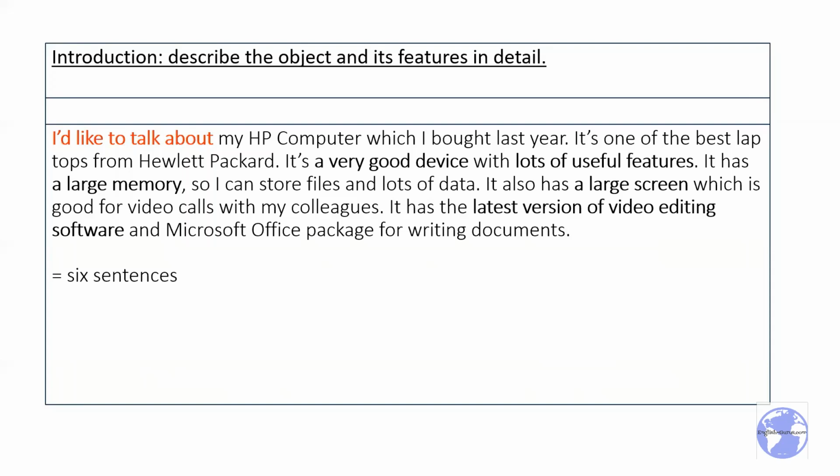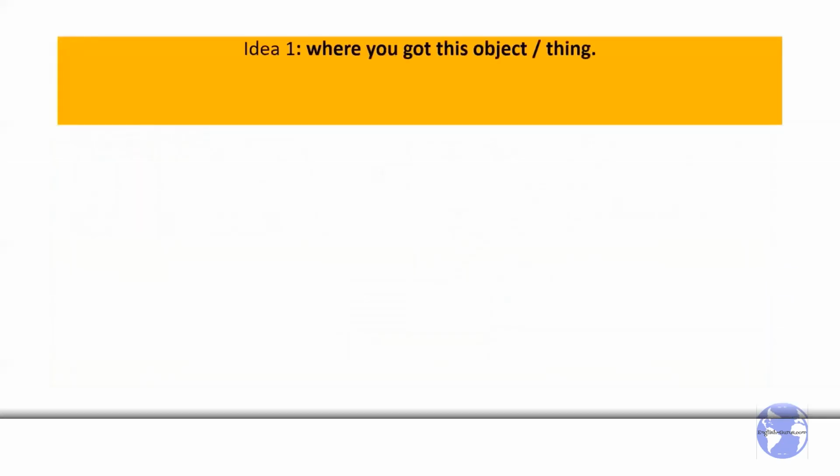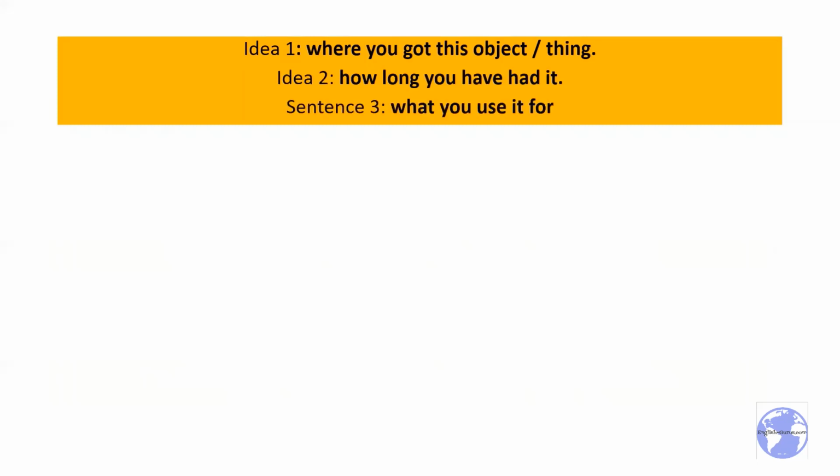That's a nice intro because you have 6 sentences. I've described the object and its features using lots of descriptive language. Okay, let's go on to idea 1. So where you got this object, idea 2, how long you've had it, and what you use it for.